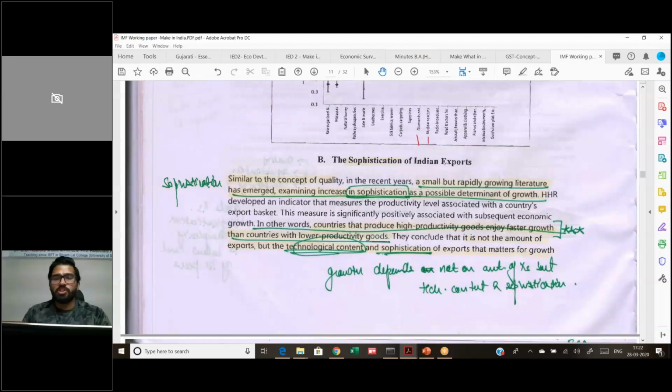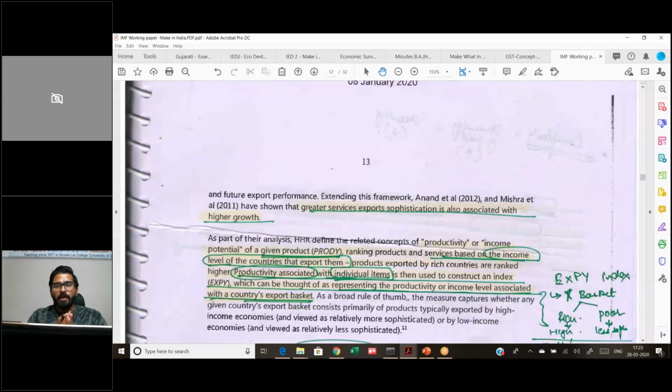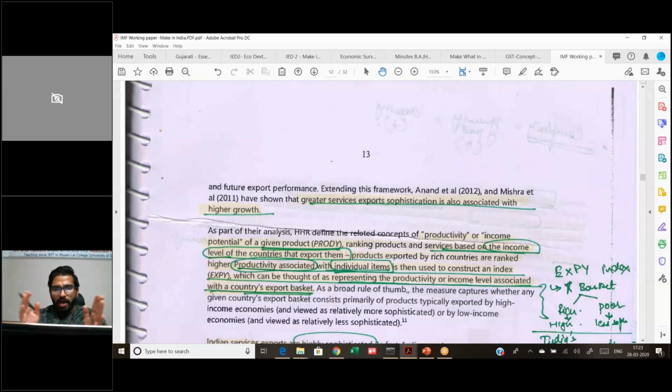Then we have sophistication. One of the concepts that came into economic theory was that rapid economic growth does not only depend on the amount of exports, it also depends on the technological content and the embedded sophistication of the exports. That also matters. Now, how do you analyze this?